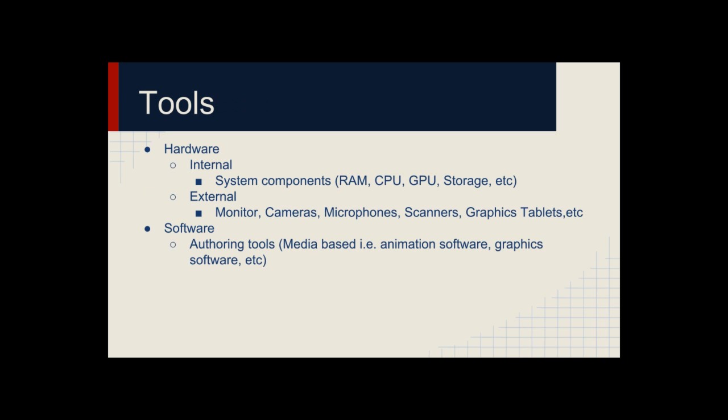Now, when we're looking at tools, here's our hardware. We have internal hardware, which is the system components. That can include RAM, the CPU, the GPU, storage, and other bits and pieces you'll find in there, such as sound cards. I haven't gone into detail here. This is an overview. Can anyone tell me what the GPU is?